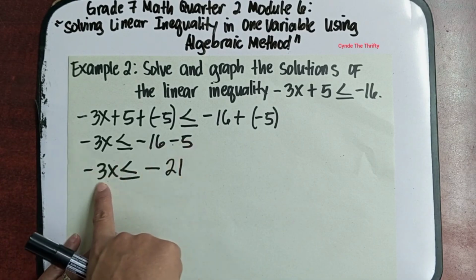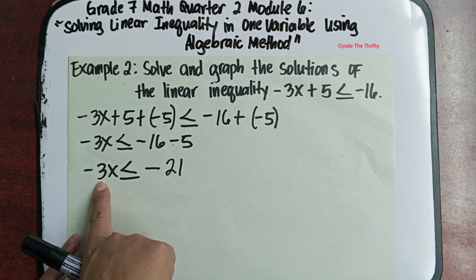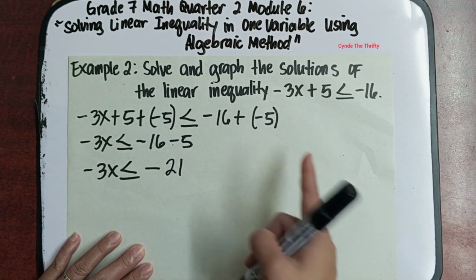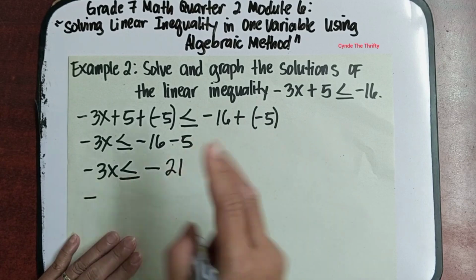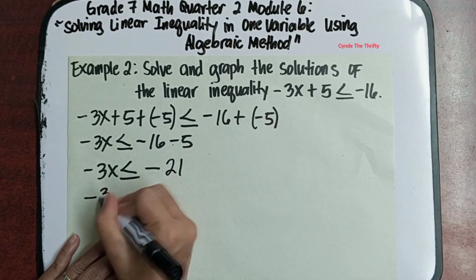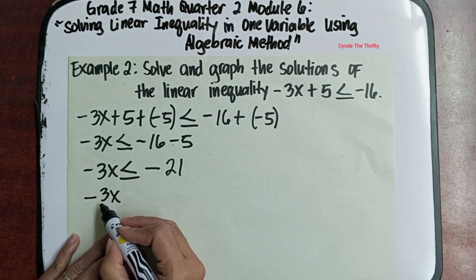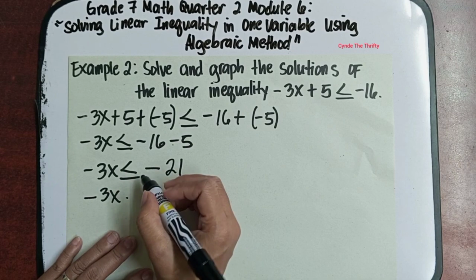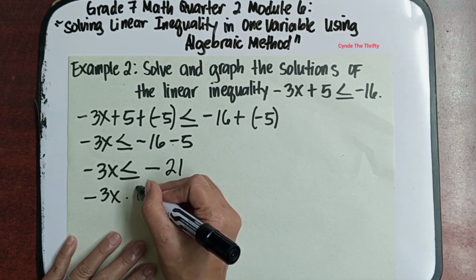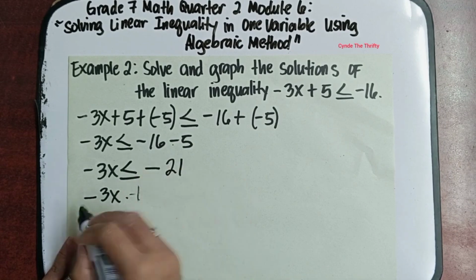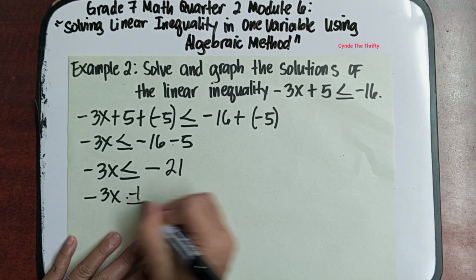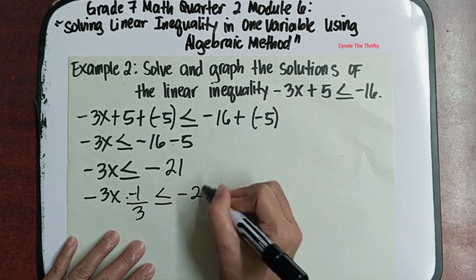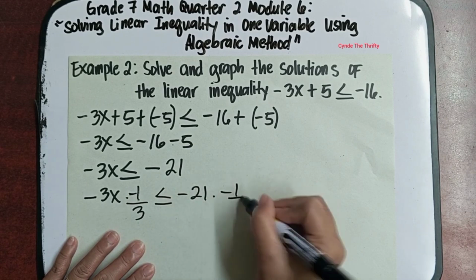Meron pa tayong numerical coefficient sa tabi ni x. So, ang gagawin natin, gagamitin natin ang multiplication property of inequality or MPI. I-multiply natin siya sa kanyang reciprocal. Okay. So, negative 3x. Ano ang reciprocal ni negative 3 or kabaliktaran ni negative 3? Negative 1 over 3. So, multiplied by negative 1 over 3. So, negative 1 over 3 is less than or equal to negative 21 multiplied by negative 1 over 3.